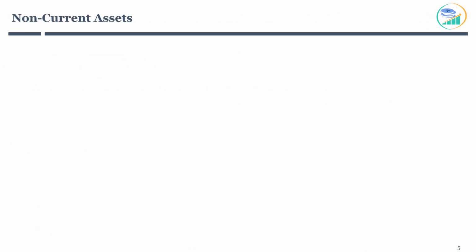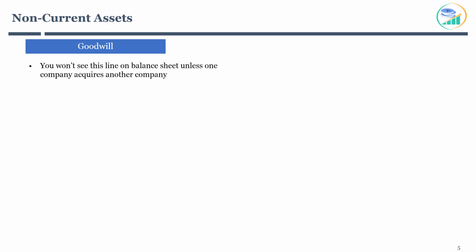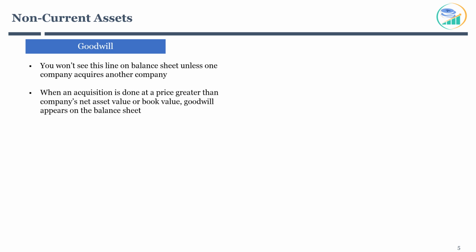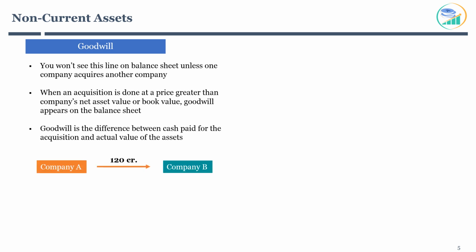Let's move on to the next line item: goodwill. You won't see goodwill on balance sheet unless one company acquires another company. When an acquisition is done at a price greater than company's net asset value, goodwill magically appears on balance sheet. Goodwill is the difference between cash paid for the acquisition and actual value of the assets. Let's understand this concept with example. Company A acquires Company B for 120 crore.